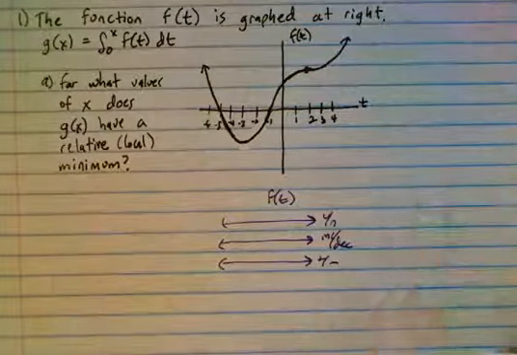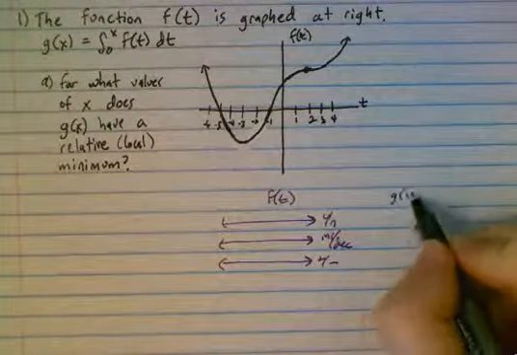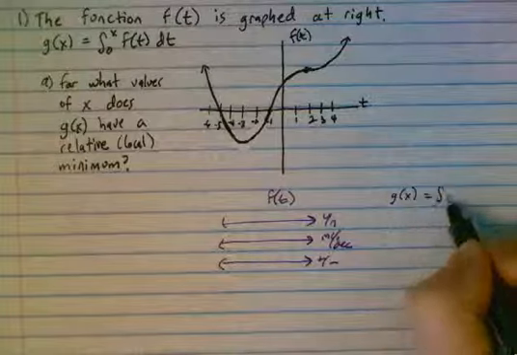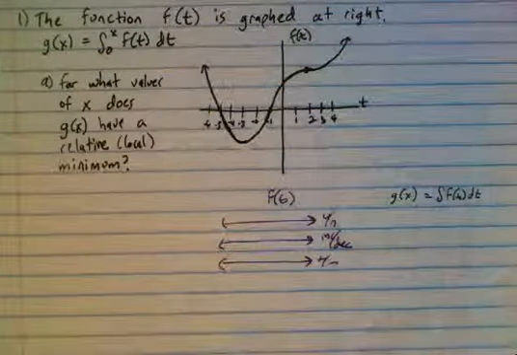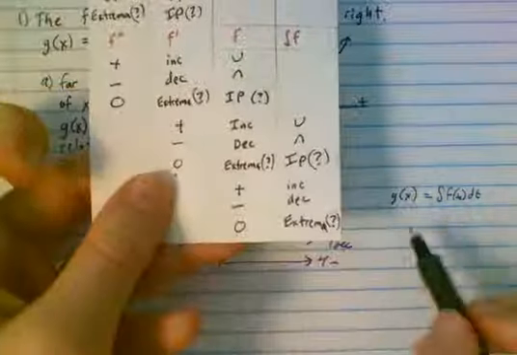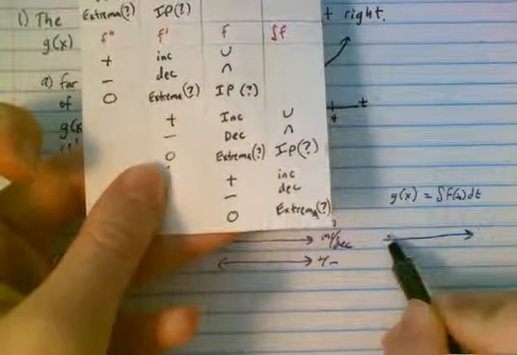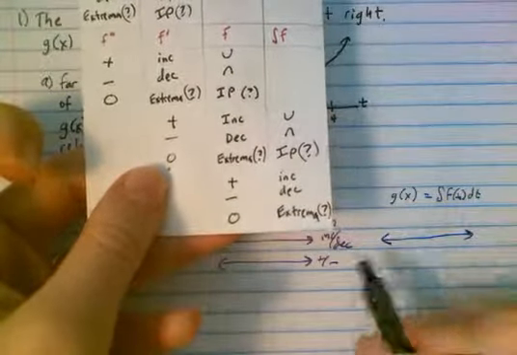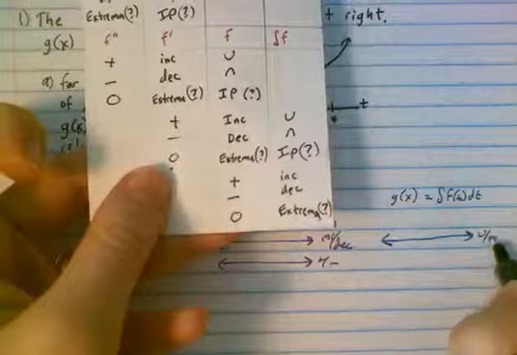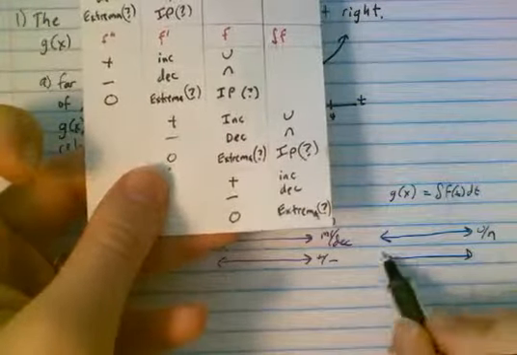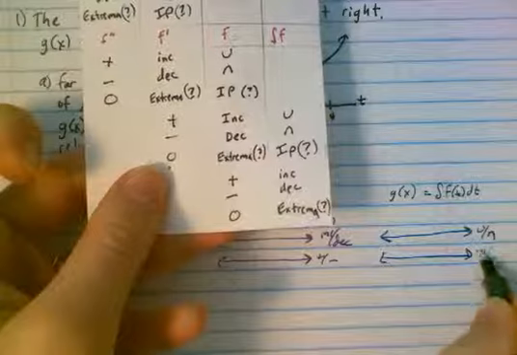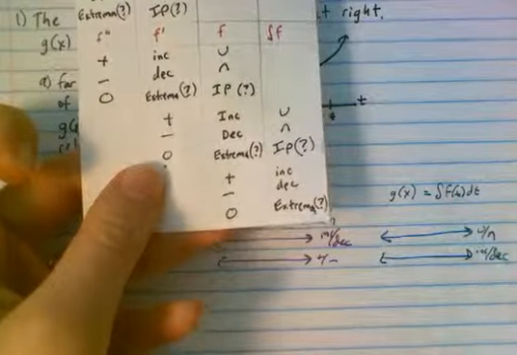Let's see what we need. So we know that g of x is the integral. So we are translating this way. There is no translation for concavity. Increasing, decreasing becomes concave up, concave down. Plus, minus becomes increasing, decreasing.